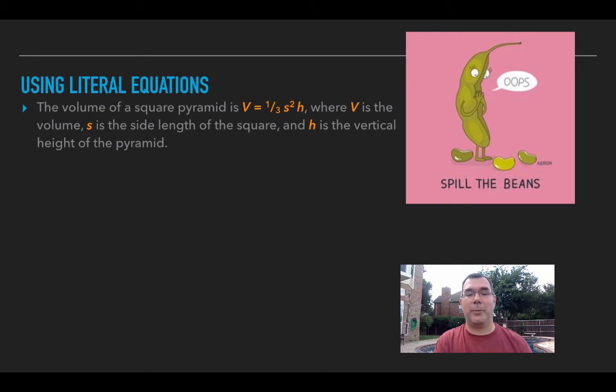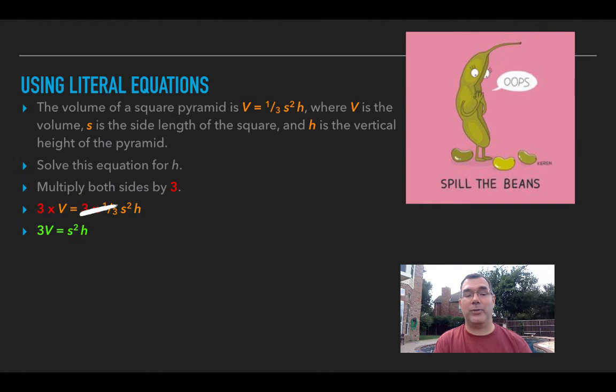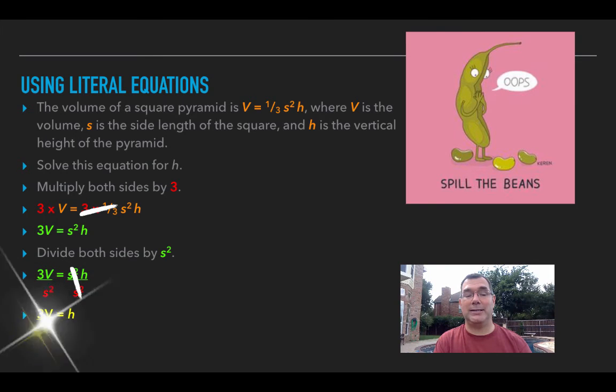The volume of a square pyramid is given by that formula there, where v is the volume, s is the side length of the square, and h is the vertical height. So if I wanted to solve this for height, that means I need h by itself on one side of the equation and everything else on the other. So if I multiply both sides by 3, then I get 3v equals s squared times h. And if I divide both sides by s squared, the s squareds will cancel on the right, and I will have h equaling 3v over s squared.